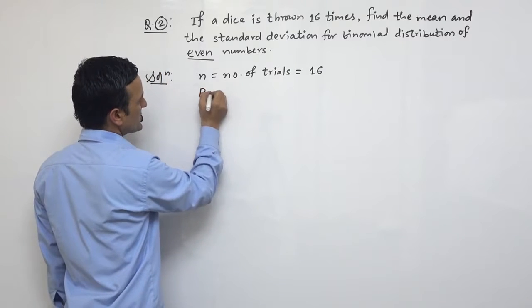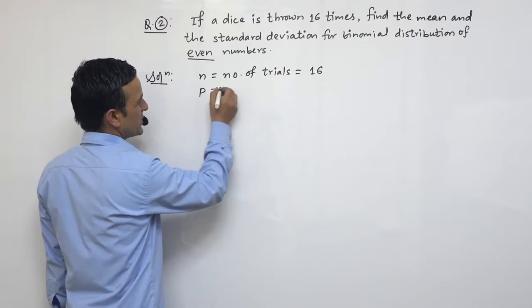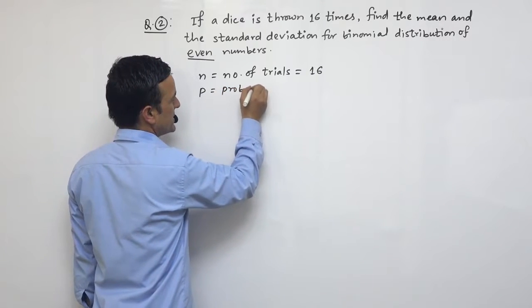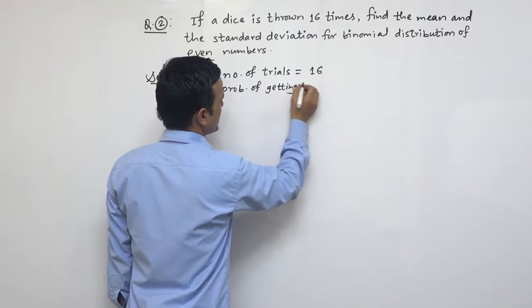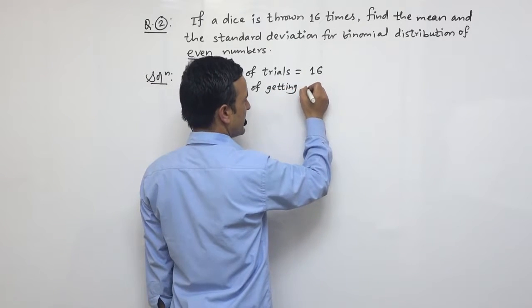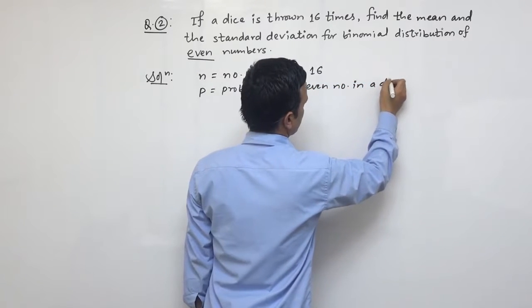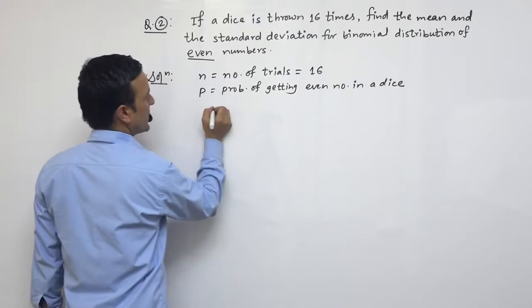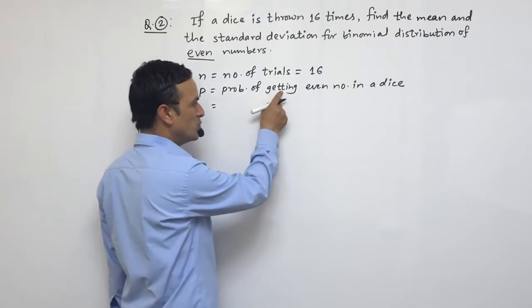त्यस्तै यसमा अर्को एउटा सिम्बल आउँछ, p भन्ने सिम्बल आउँछ. p को मिनिङ के हो त अब यसमा? The probability of getting an even number in a dice. एउटा डाइसमा इभन नम्बर आउने प्रोबेबिलिटी कति हुन्छ त्यो हामी यहाँ सर्च गर्छौं.